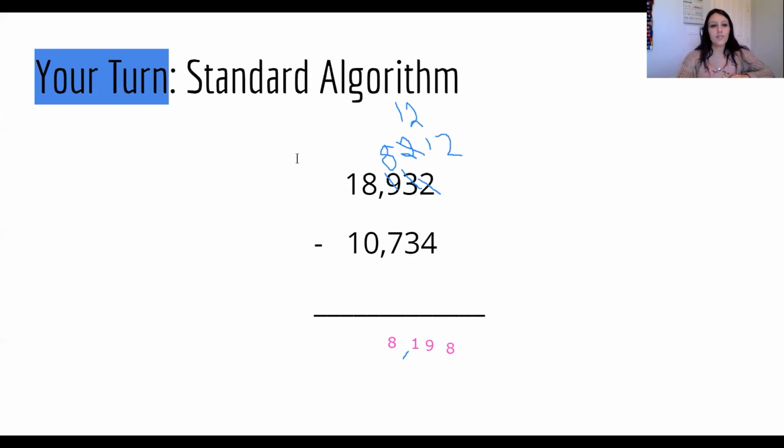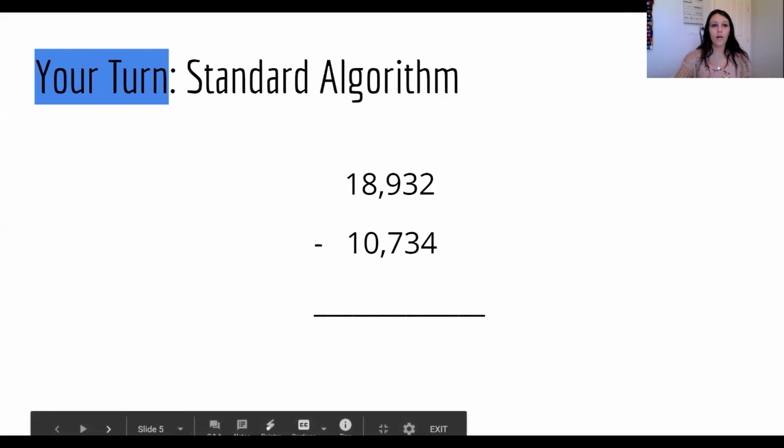So our answer for 18,932 minus 10,734 is simply 8,198. Perfect job, guys. So let's move on now. You guys did an amazing job working on that on your own. So for our next slide, we're going to work on a word problem here.